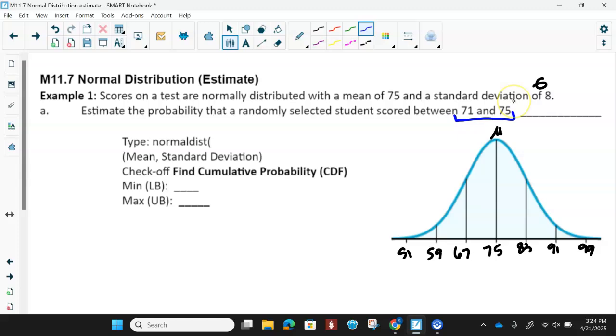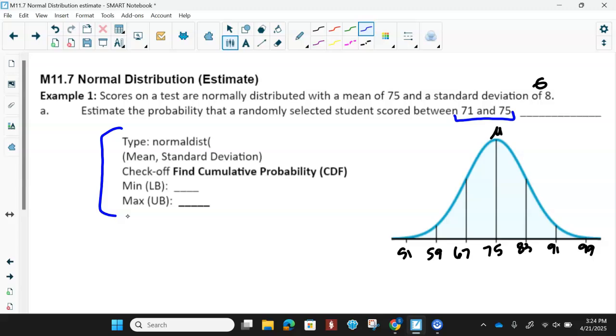However, notice the question says we're going to find the probability that a randomly selected student scored between a 71 and 75. But notice 75 is here, but 71 is not. 71 is somewhere here, below the mean, but not necessarily one full standard deviation. So we're not just going to guess. We're going to calculate. When you don't have the amounts on our normal distribution curve and can't use the empirical rule, we are going to use these steps.